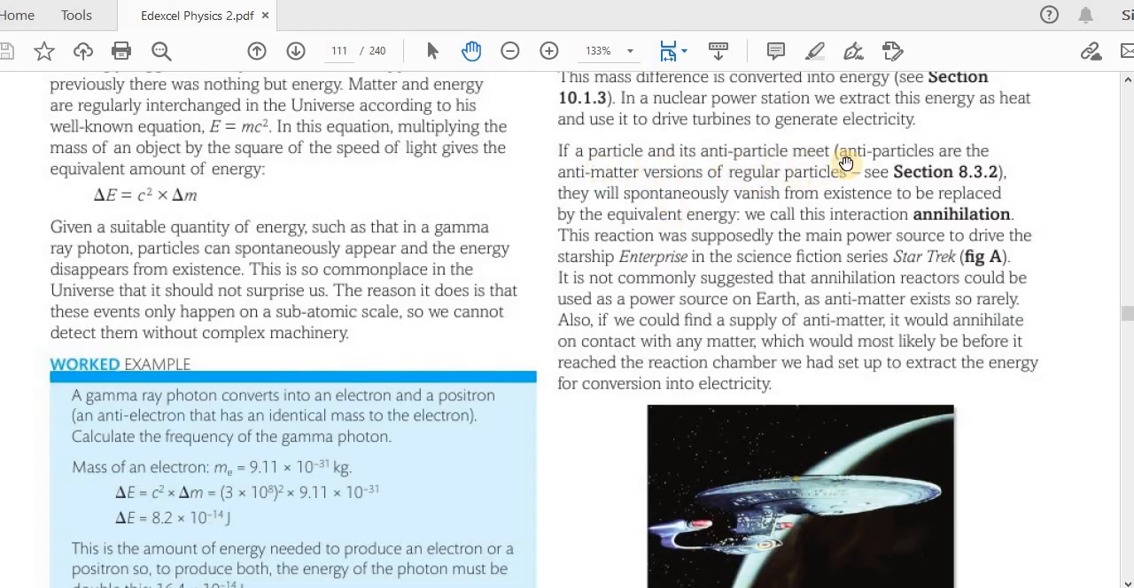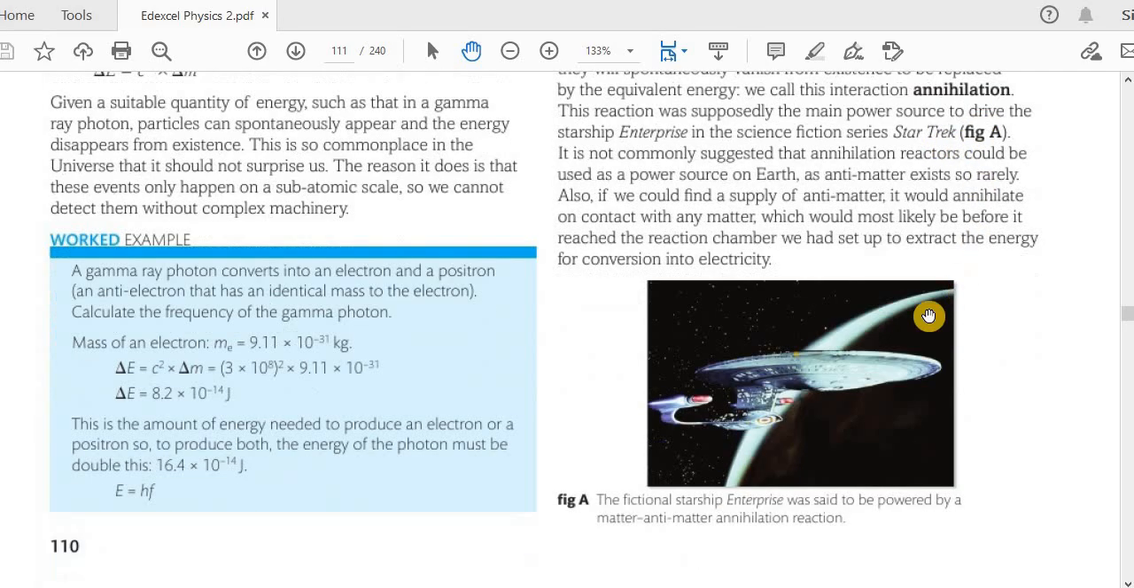Yes, so if a particle and its antiparticle meet, they will spontaneously vanish from existence to be replaced by the equivalent energy. We call this interaction annihilation. Okay, now you know what annihilation is. This reaction was supposedly the main power source to drive the Starship Enterprise in the science fiction series Star Trek, Figure A. So if you have watched this movie, you might know. The fictional starship Enterprise was said to be powered by a matter-antimatter annihilation reaction.